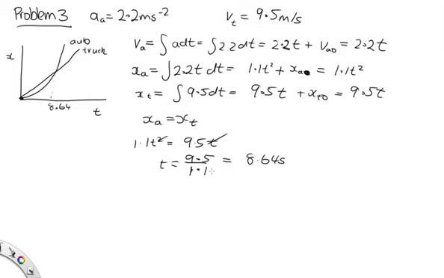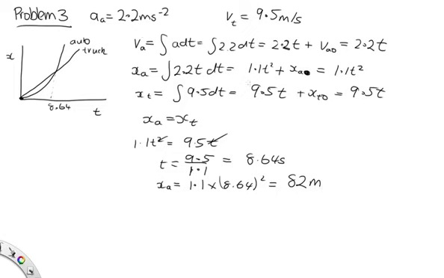It asked us how far along the road. So now we need to substitute this time back into either this equation or this equation. Doesn't matter which one we choose to get the position. So let's substitute it into the automobile equation. 1.1 times 8.64 squared. And when we do this on the calculator, we get 82 meters.